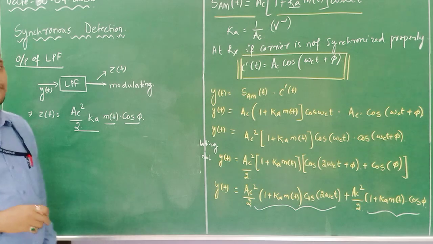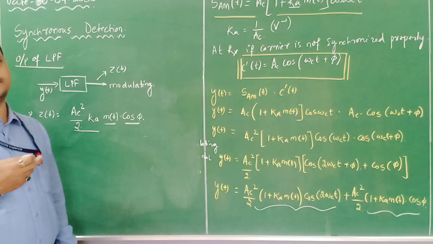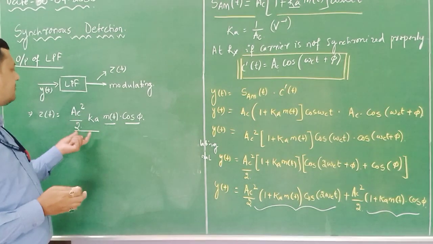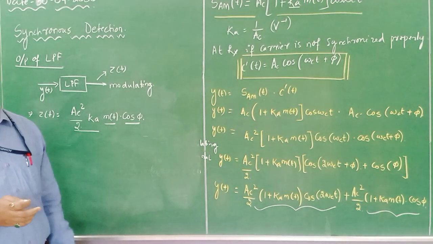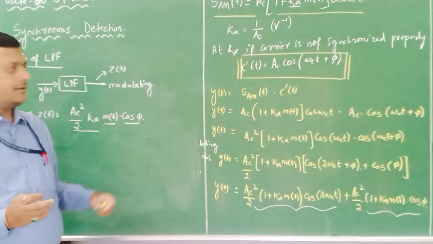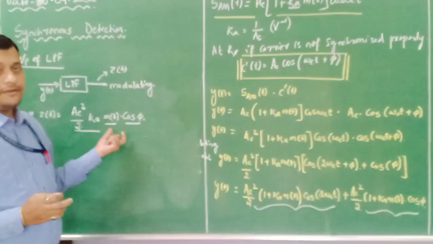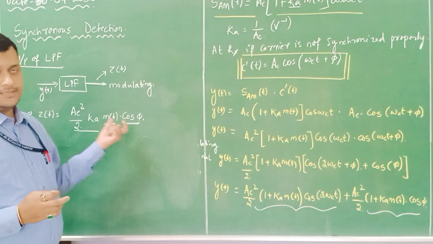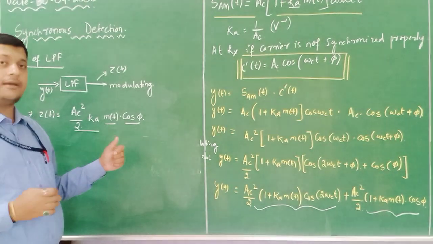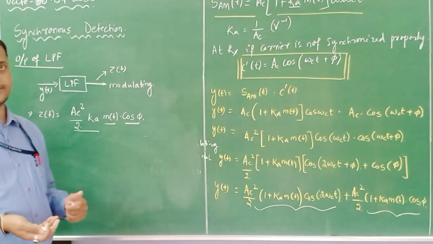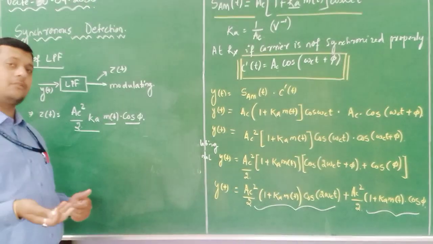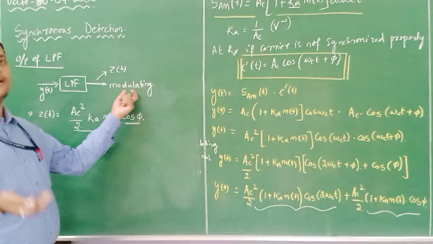But in the previous class, what we have seen in our synchronous detection, if there is no phase change, the output is Ac² by 2 ka m(t). Again we can resolve it and we will get m(t) by 2. Okay. So that is the output of a synchronous detector. But in this case we have considered that if my carrier at the receiver end suffers some phase difference, then what will be the output? What will be the effect on the modulating signal with that phase difference?